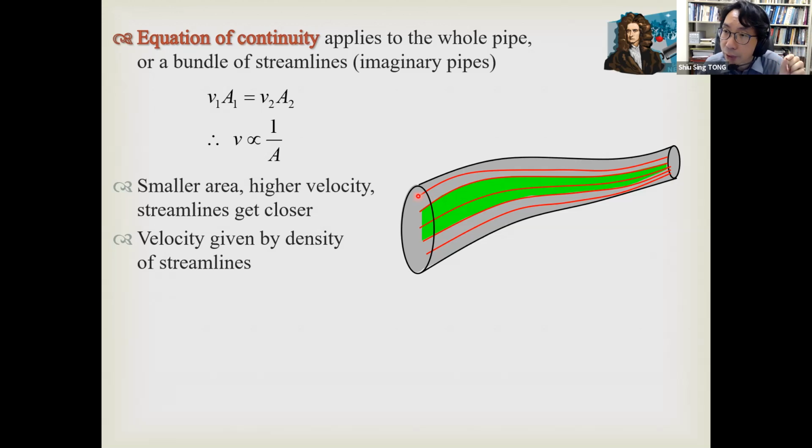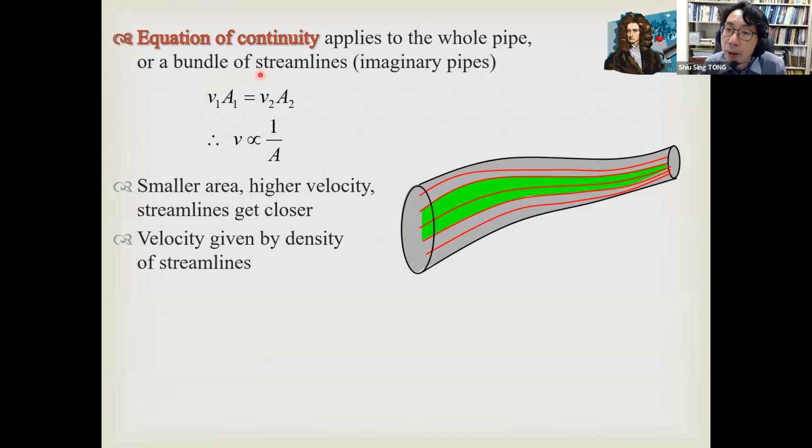If I start with a parcel of liquid here, I follow the parcel, there's a streamline. I follow another parcel and I get another streamline, right? So if I follow a lot of parcels here, I draw a lot of streamlines, right? And the streamlines span over the whole tube. Is that right? And that is called a bundle of streamlines.